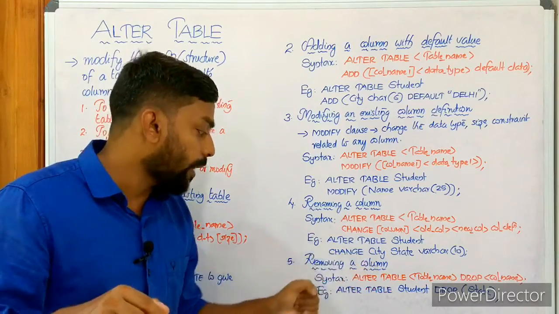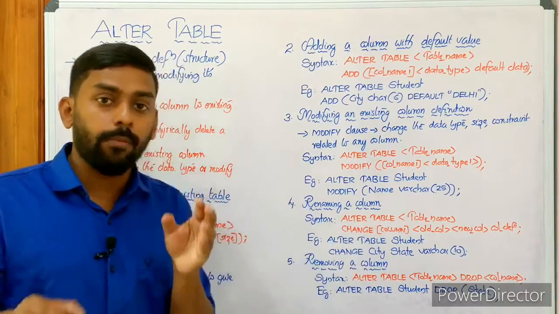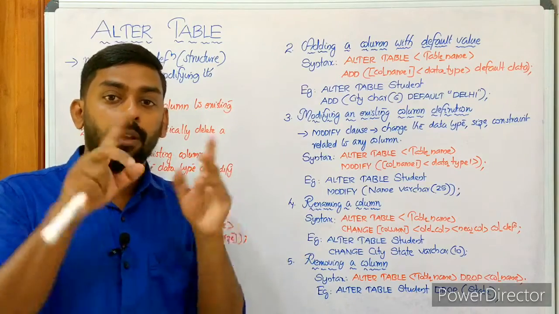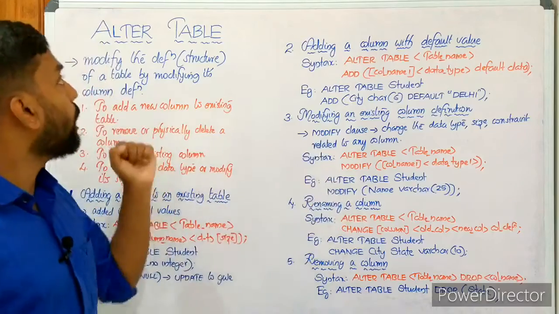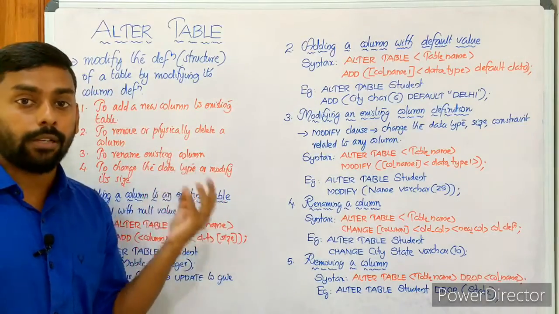Then removing a column, just giving the column name: alter table student, drop what? City or state. Drop state in parentheses. This is how we can apply the alter table command.